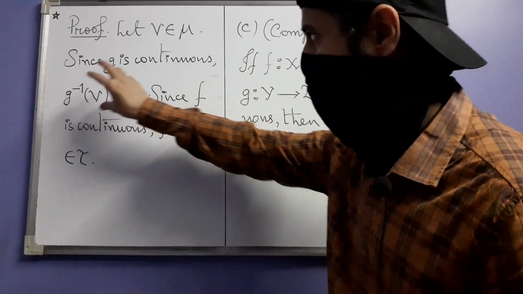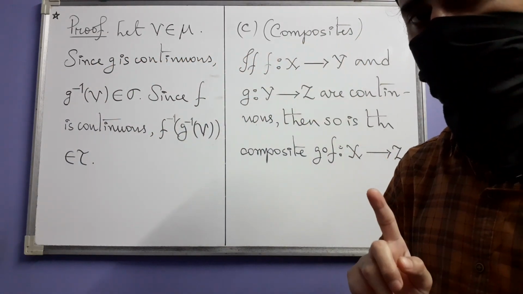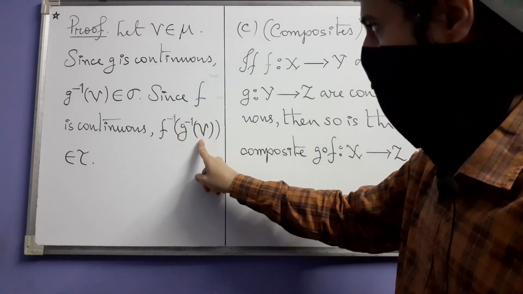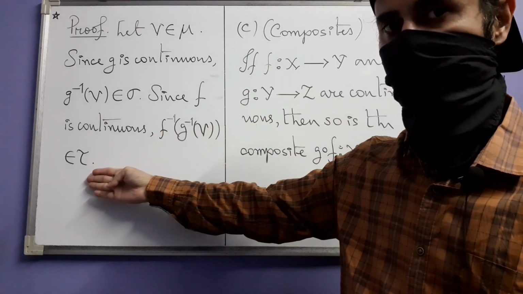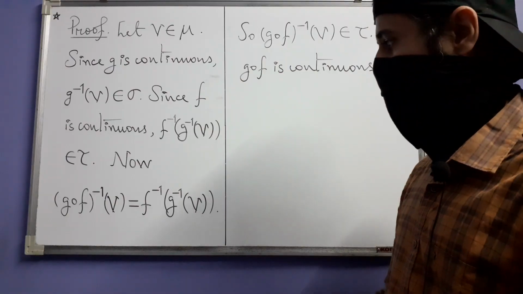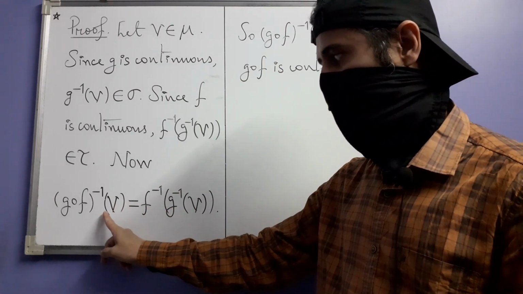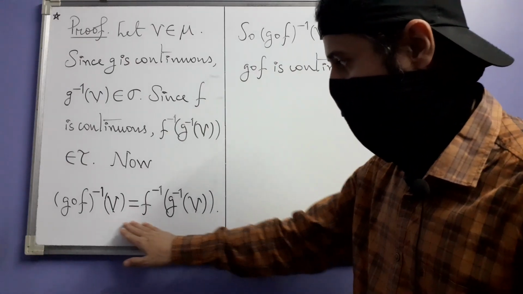But then this becomes an open set in Y, which is the range of f, and f is also continuous. So that's why f inverse of g inverse of V will be open in X, that is, it will belong to the topology on X, tau. Now it turns out that this f inverse of g inverse of V is actually the inverse image of V under g composite f. You prove these things, okay?